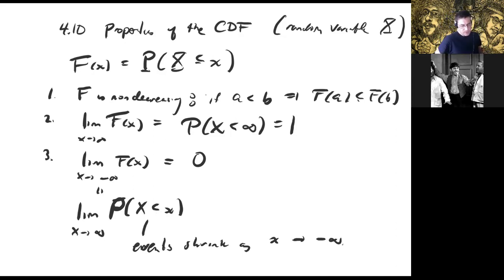Okay, so those are the 3 basic properties that we need to know. And I want to do an example. The example is in the book, and it requires some calculation.